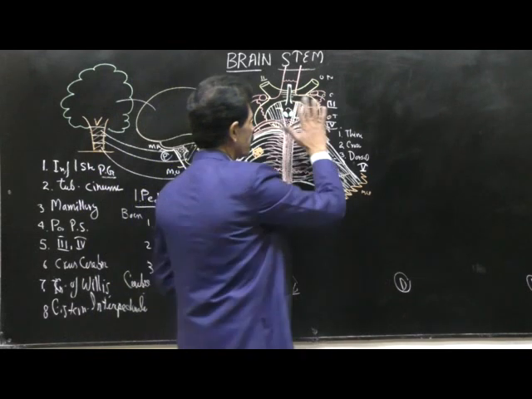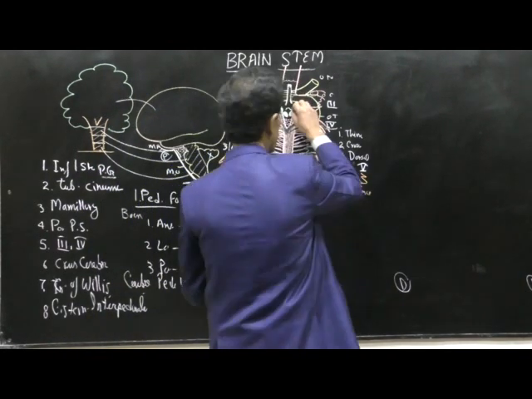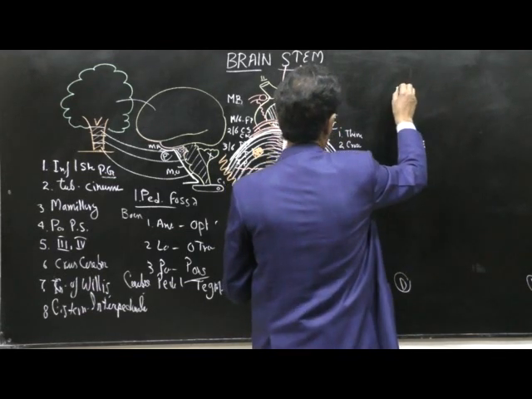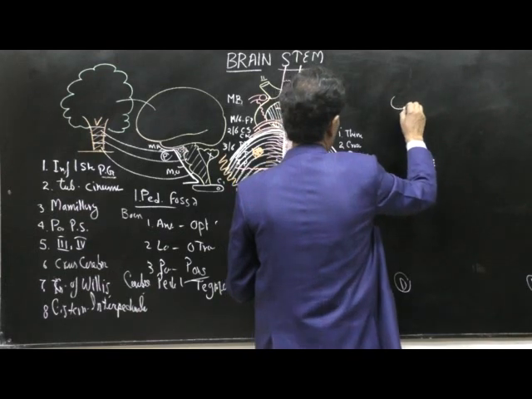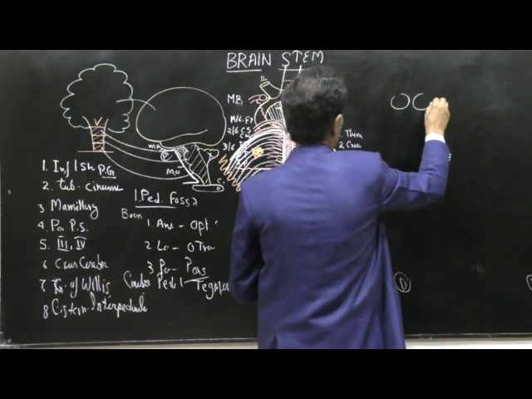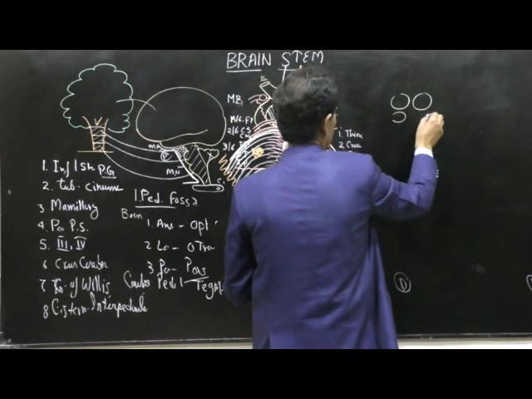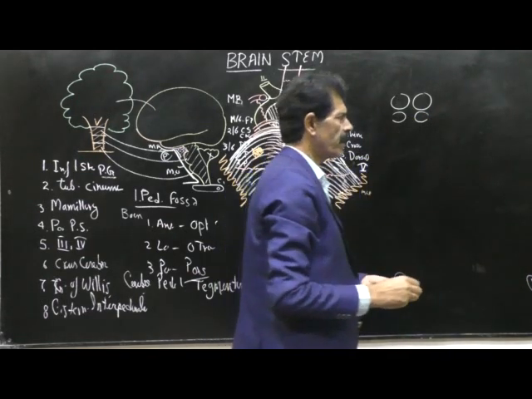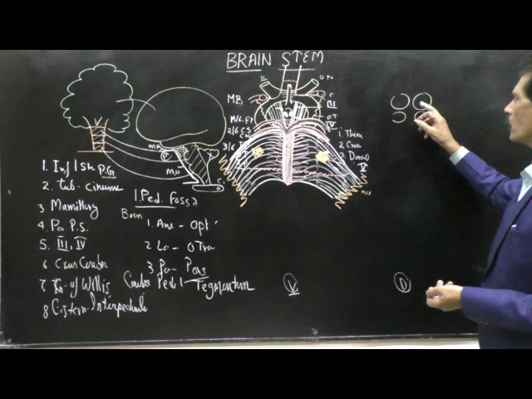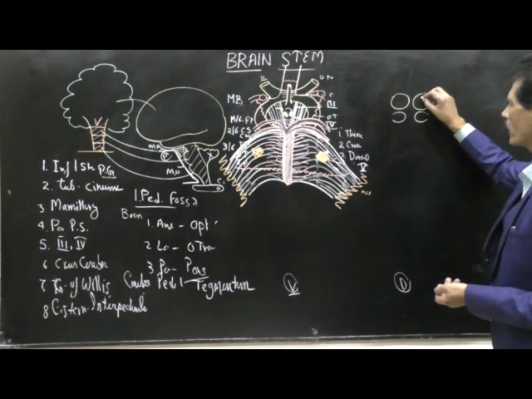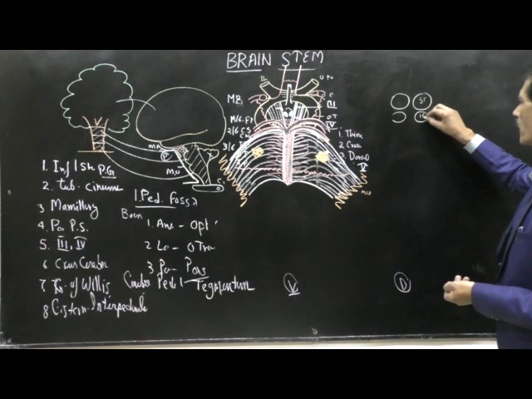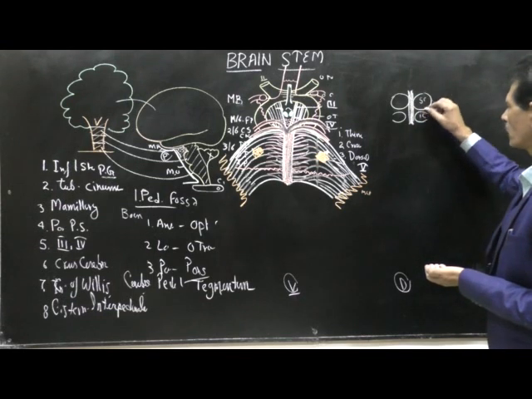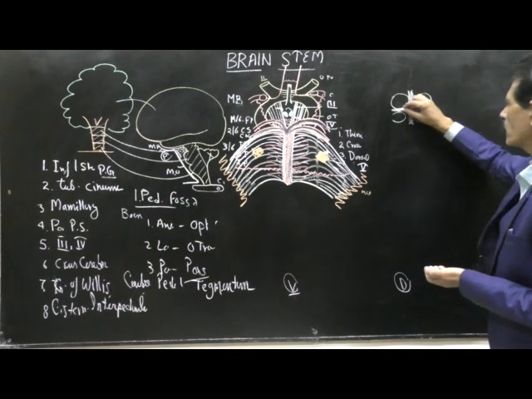Then when we see the dorsal surface of the midbrain, this is also called the tectum part of the midbrain, and it has 4 elevations, 2 upper and 2 lower. The upper ones are bigger and the lower ones are smaller. They are called the superior and the inferior colliculi. The superior colliculus is larger and made up of grey matter. The inferior colliculus is also made up of grey matter, and all 4 are separated by the cruciform sulcus.